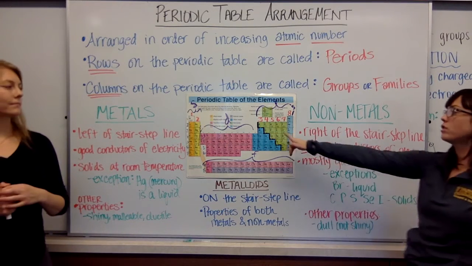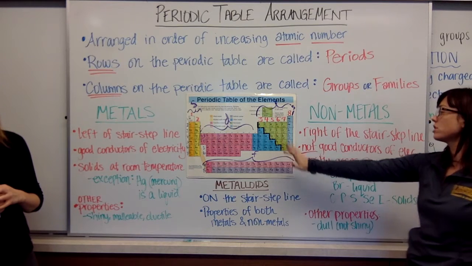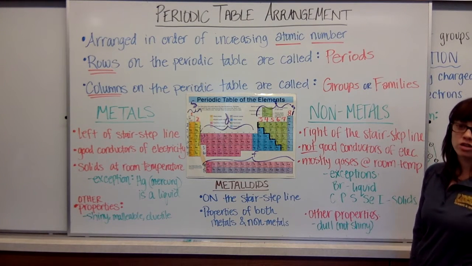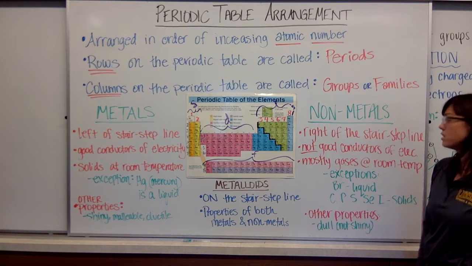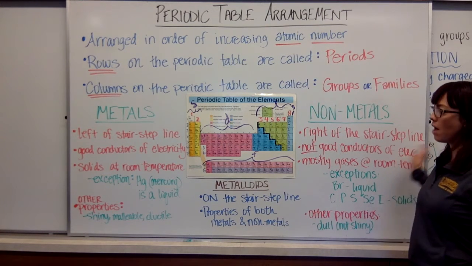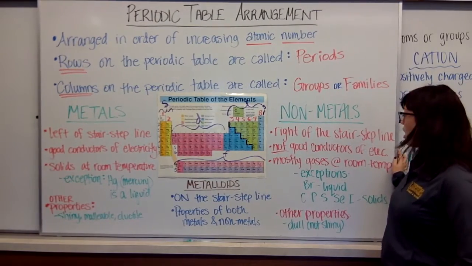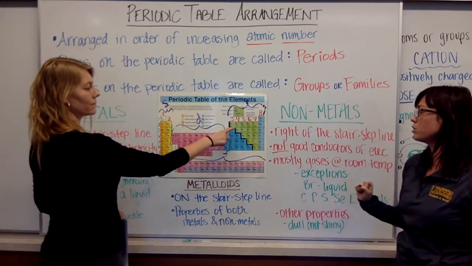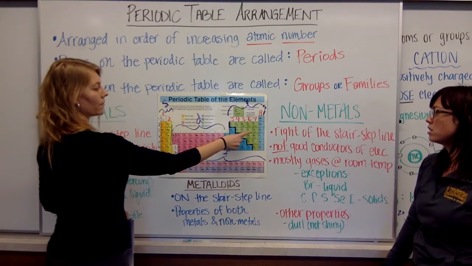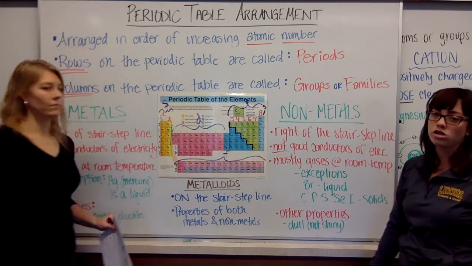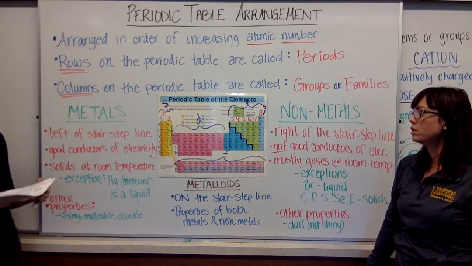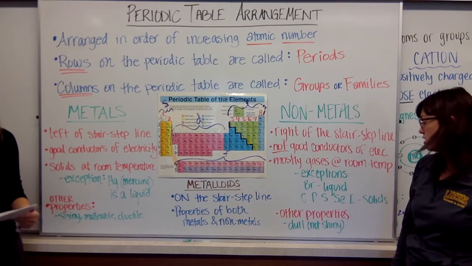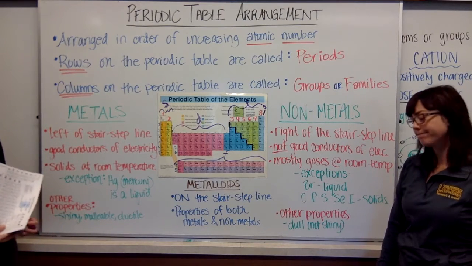And nonmetals are found to the right of the staircase or stair-step line. They are not good conductors of heat or electricity, and they are mostly gases except for our exceptions, which are bromine, liquid at room temperature, carbon, phosphorus, sulfur, selenium, and iodine are all solids at room temperature. Other properties include that they are dull, which means they are not shiny.